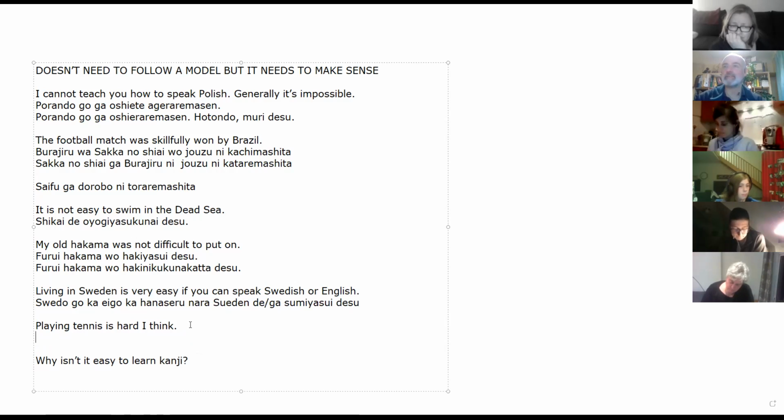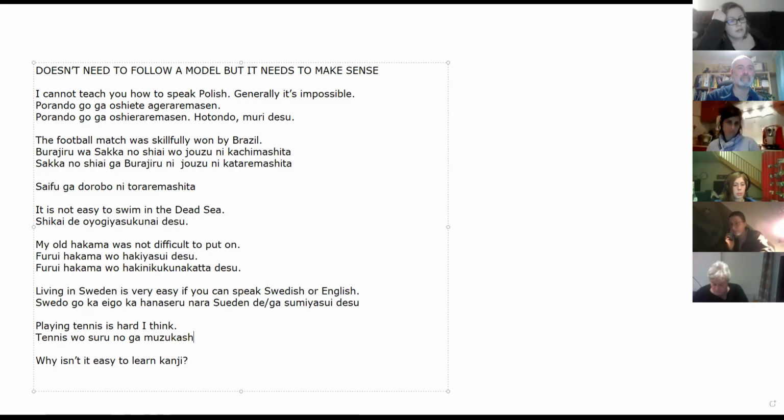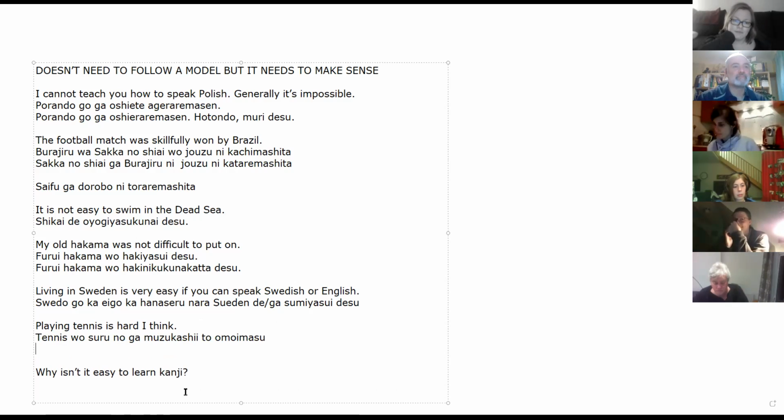Playing tennis is hard, I think. Tennis. So playing tennis, tennis or suru no ga muzukashi, I think. To omoimasu. Very good. Excellent. Good.